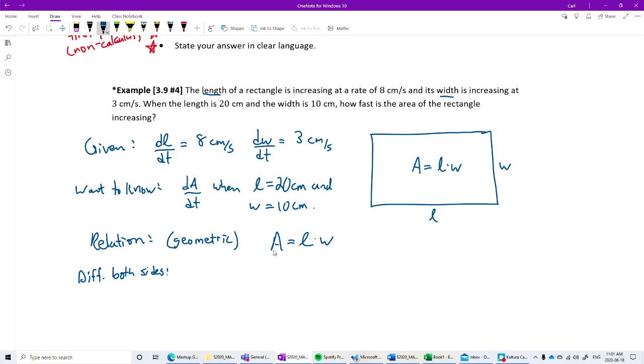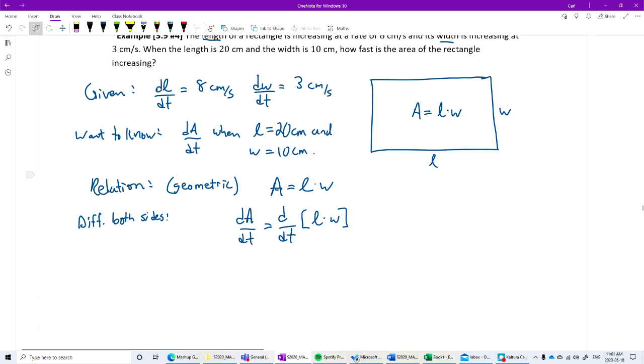So what do we do? Time derivative. Derivative of A is dA/dt. And now on the right-hand side, I'm going to break it up into a couple of steps here. Time derivative of L times W. So what rule do you need here? Product rule, which tells us it's going to be the derivative of the first, dL/dt, times the second, plus the first times the derivative of the second. Okay, so that's my related rates equation.